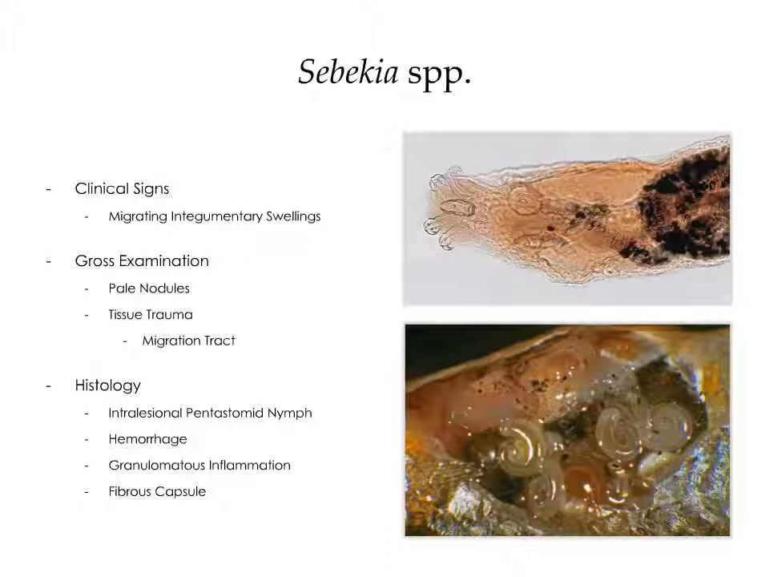The image on the top right is a micrograph of a pentastomid nymph. The image on the bottom is a close-up of the abdomen of an infected fish. You'll notice all the coiled parasites within the coelomic cavity.